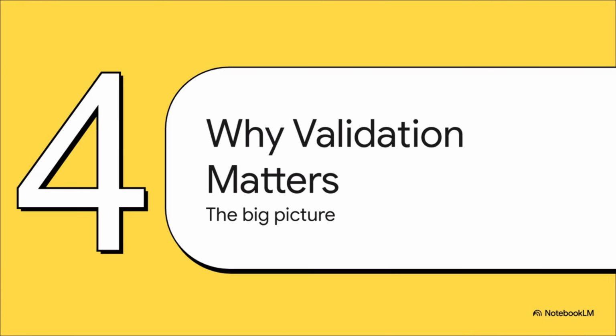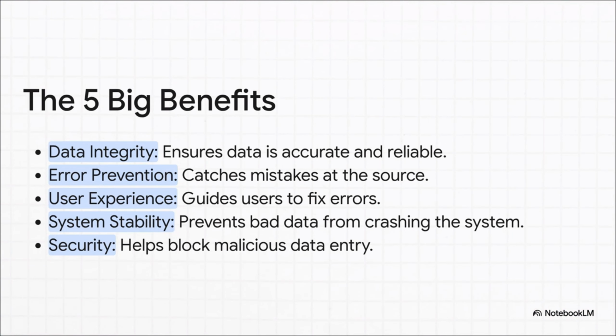So, we've gone through the how, but let's just zoom out for a second and talk about the why. Why do developers go through all this trouble? Well, because without data validation, our digital world would basically be chaos. It really comes down to 5 huge benefits. First, data integrity. It's what makes sure the info being stored is actually accurate and trustworthy. Then there's error prevention, which is all about catching mistakes right at the beginning when they're easy to fix. It also massively improves the user experience by guiding us to fix our own mistakes instead of just leaving us frustrated. Fourth, system stability. You don't want one bad piece of data to crash an entire application.